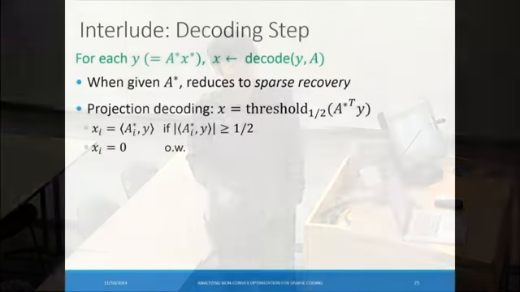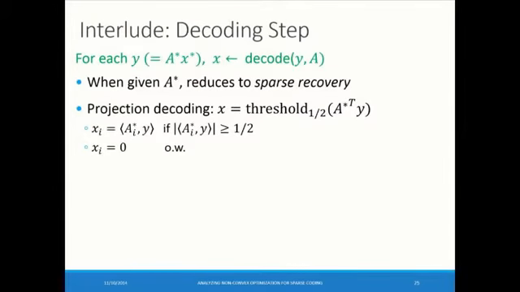Let's say our problem is that we have Y equals A star X star, and we want to decode X from Y and the noisy version of A star. If we are given A star, this reduces to a sparse recovery problem, and in this situation we can use projection decoding. The idea is that we just take A star transpose Y and apply a threshold. By threshold, I mean that if the inner product between a_i star and Y, which is just the i-th entry of A star transpose Y, is larger than a half, then I take it. Otherwise, I zero it out.